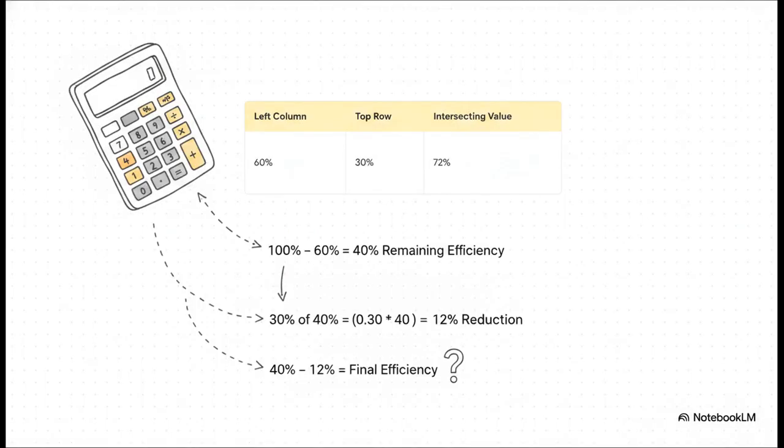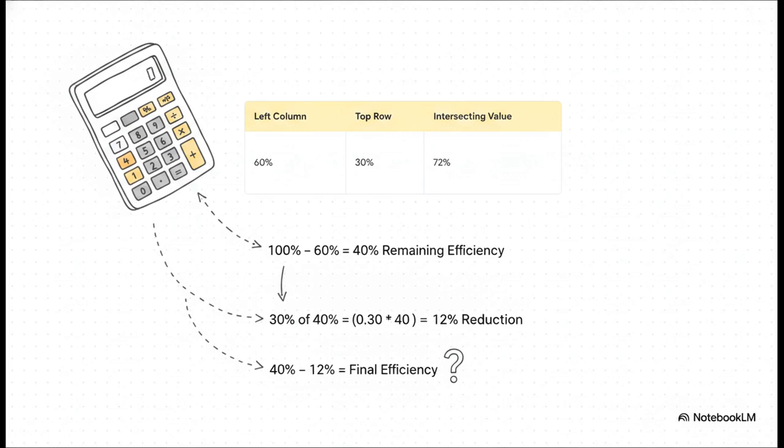Now that our conditions are ordered from highest to lowest and we understand we're taking percentages of our remaining efficiency, let's run the numbers on our 60 and 30% example. On the official combined ratings table, you'd find the degree of one disability in the left column, the other in the top row, and find where they intersect. But let's peek under the hood at the specific formula happening behind that table.